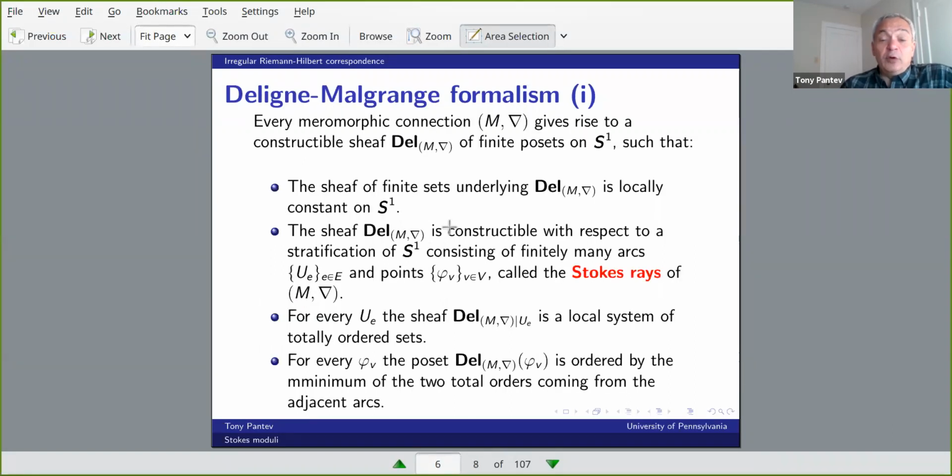So if you have a meromorphic connection on the disk, then this connection actually defines for you a finite cover of the disk. In fact, it defines for you a constructible sheaf of finite partially ordered sets on the disk. I'm calling that sheaf Deligne sub nabla. We'll upgrade that a little bit later on when we study the symplectic problem, but for now, I'm just going to call it that.